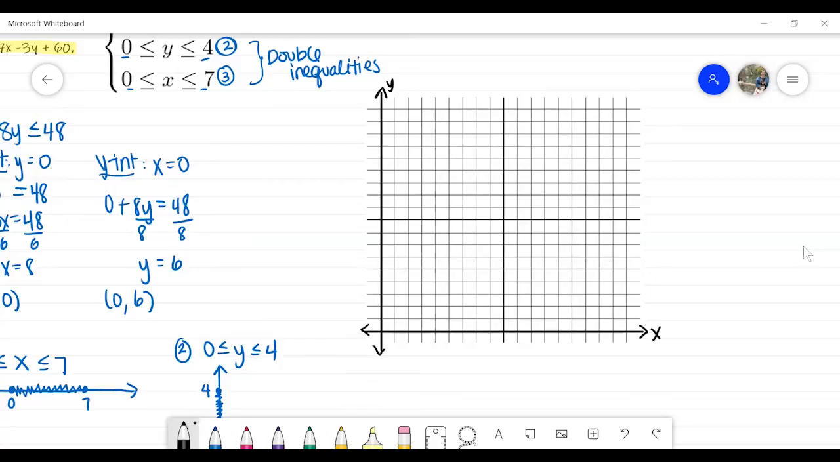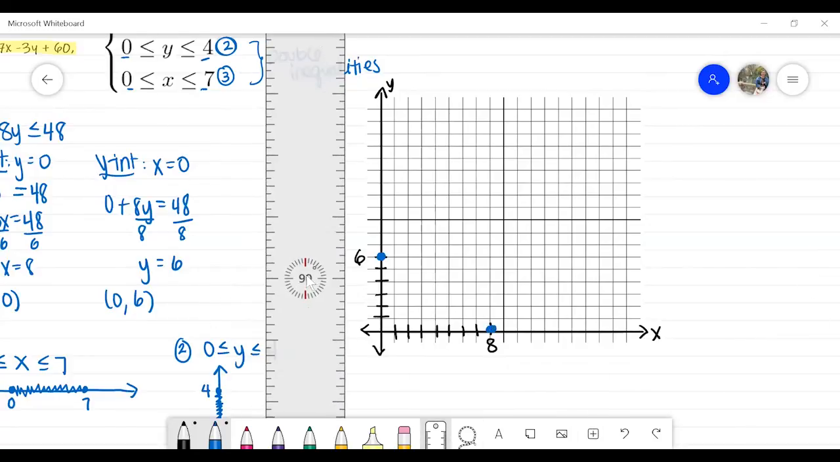So I'm going to start using my first inequality. So we have 8, 1, 2, 3, 4, 5, 6, 7, 8. And we've got 6, 1, 2, 3, 4, 5, 6, right? Again, I'm graphing like this. I'm using the first quadrant because y is greater than or equal to 0 and x is greater than or equal to 0. And both of those things tell us we have to be in the first quadrant, okay? So that is one graph. So we've got a point here, and we've got a point here. It's one line, excuse me. And I'm going to connect those dots.